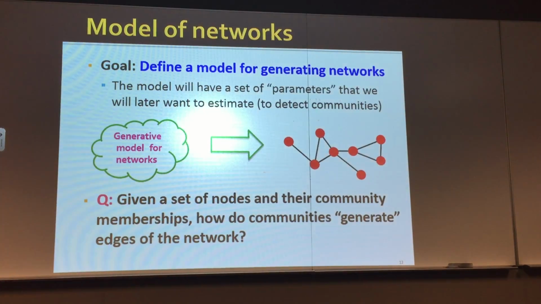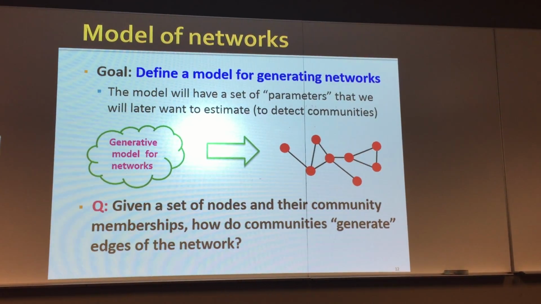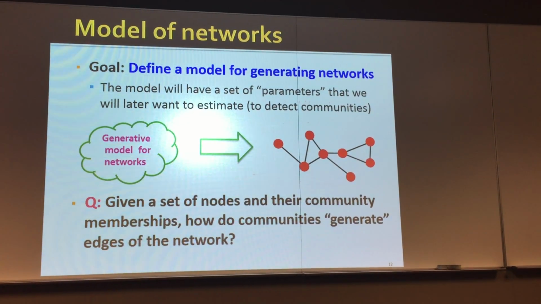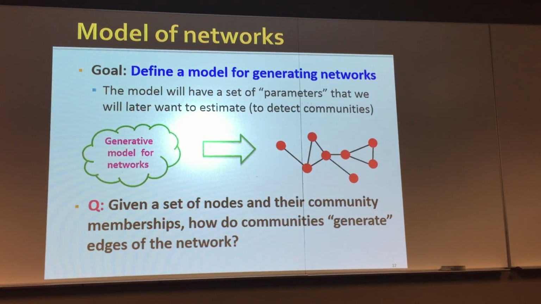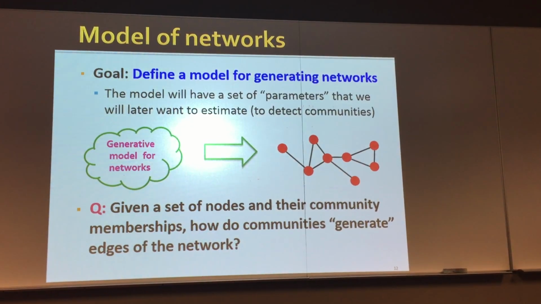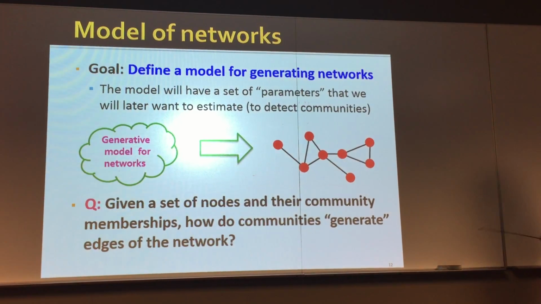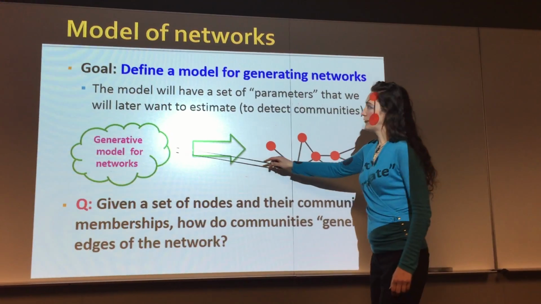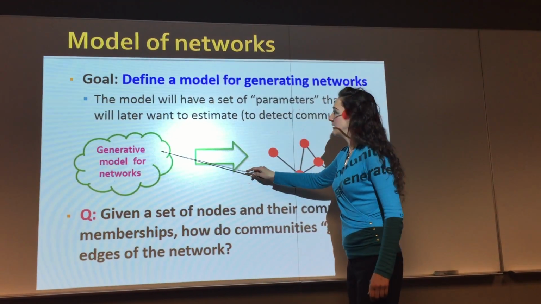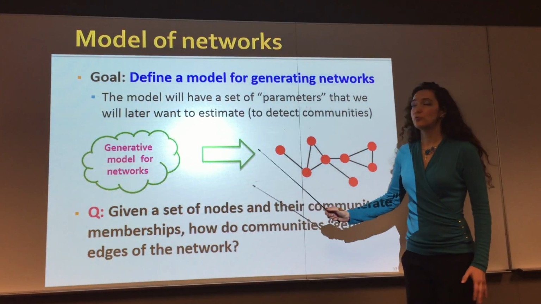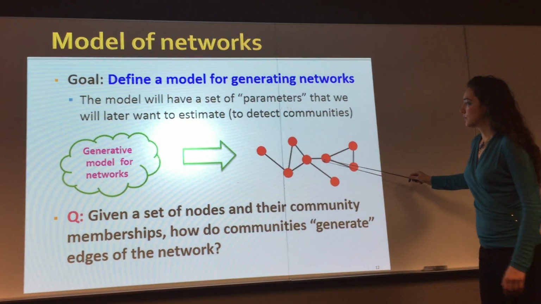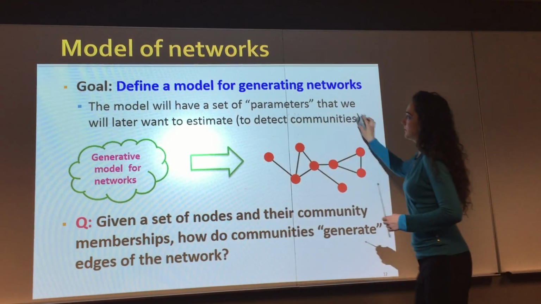So given a set of nodes, define the model for generating the network. The way we're going to do this is this model has a set of parameters that we're going to use to estimate or detect communities in the network.